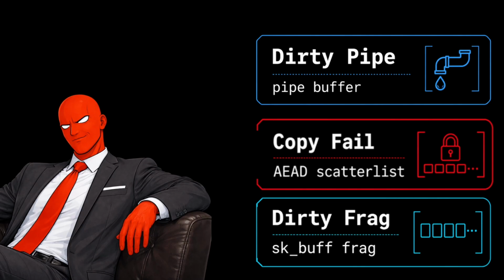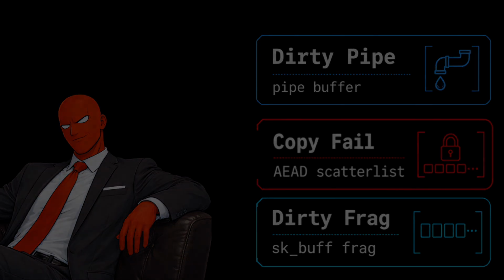So, to wrap this all up, Dirty Pipe showed us page cache corruption through pipe buffers. Copy Fail showed us the same idea through crypto scatter lists. Dirty Frag moves the exact same primitive into the network stack itself. There is a good chance this isn't the last we hear of this style of vulnerability. Hopefully this video helped you understand this new exploit, and I'll see you in the next one.